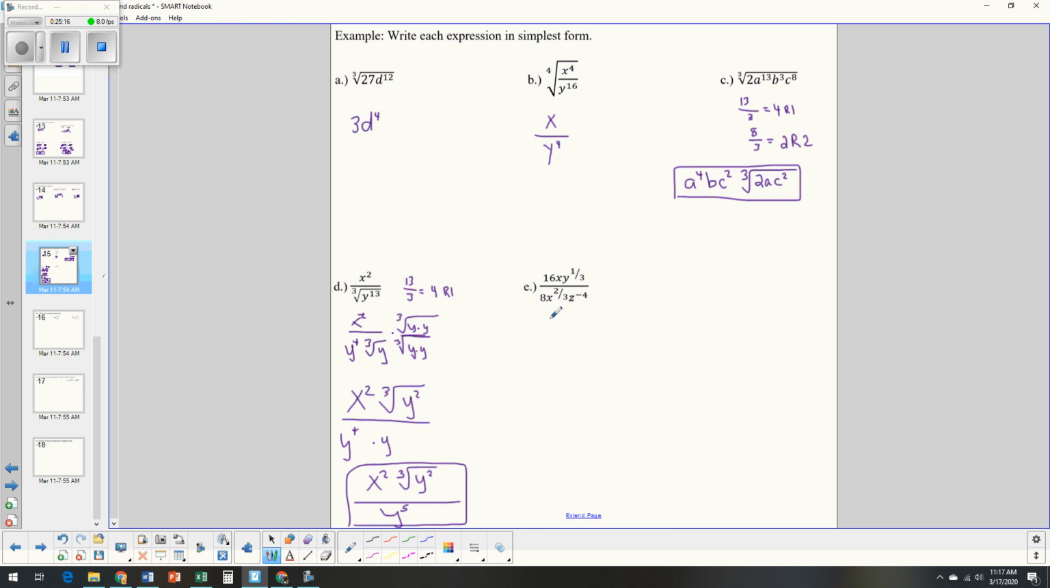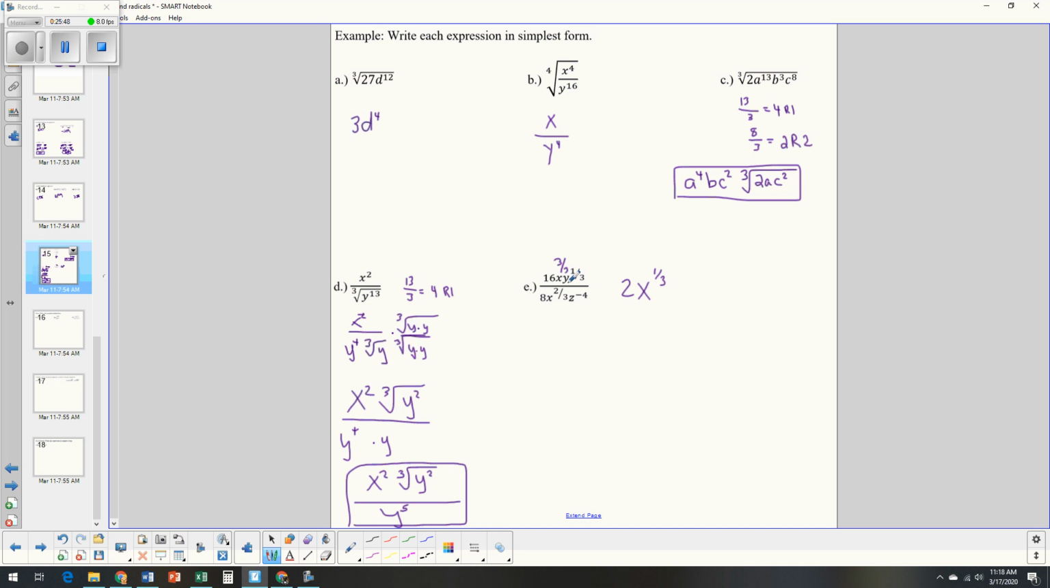All right, the last one here is more like our old exponent stuff. So regular numbers get to be treated normally. 16 over 8 is 2. Then I have an x on the top and an x on the bottom. So this is x to the 1, or 3/3, over x to the 2/3. So the top has more. And if I do 3/3 minus 2/3, I get 1/3. So I get x to the 1/3.